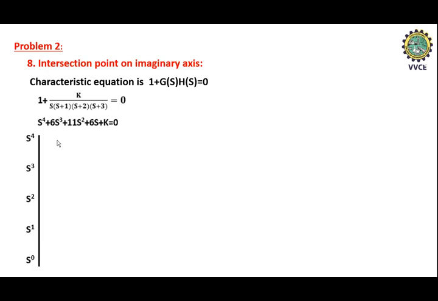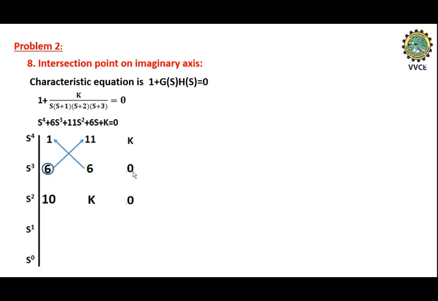You already know how to construct the Routh array, starting from s power 4 to s power 0, and make the arrangement of the first two rows' elements by making use of the coefficients of the given characteristic equation, that is 1, 6, 11, 6, k. The last term is absent, so we can put 0 in place of that. Next, 6 into 11, 66 minus 6, 60 divided by 6, that gives 10. Next, 6 into k minus 0 divided by 6 gives k. So you can put 0 in the last element.